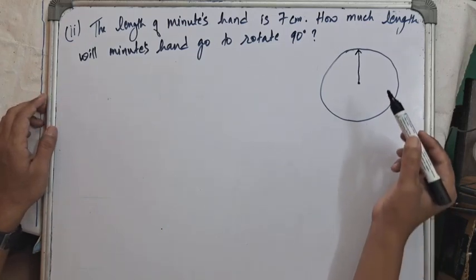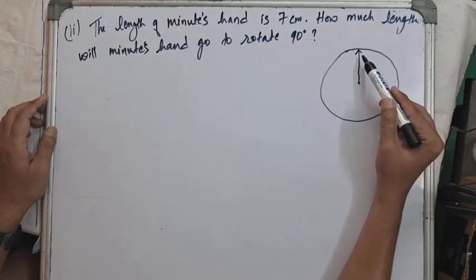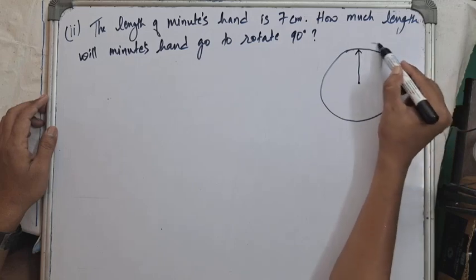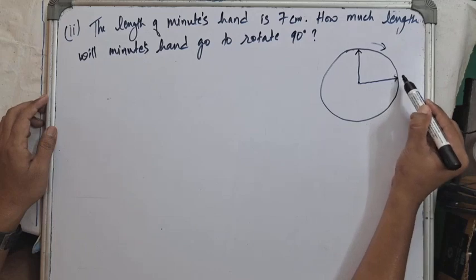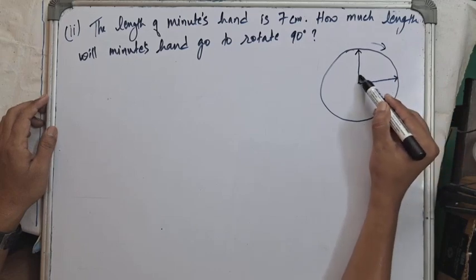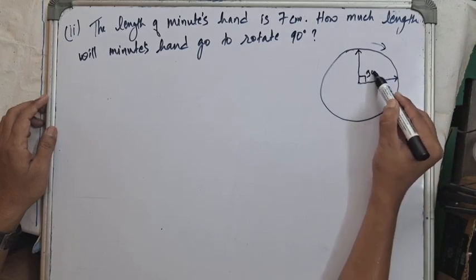According to the question, this minute hand rotates in this direction and completes 90 degree. It comes to this point and completes 90 degree. This is 90 degree.